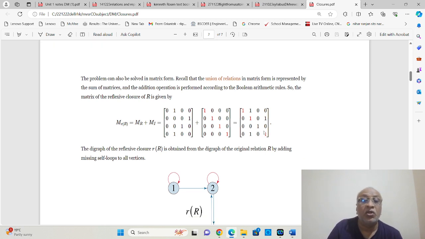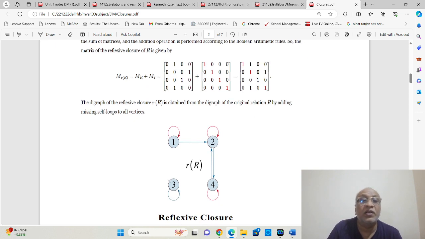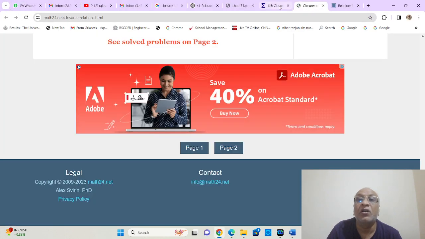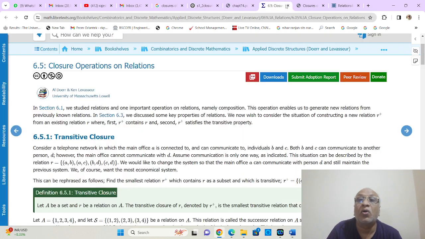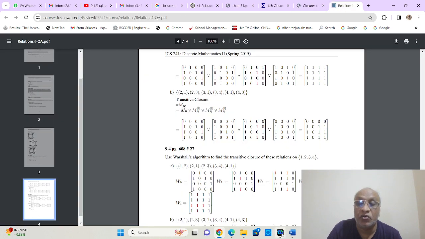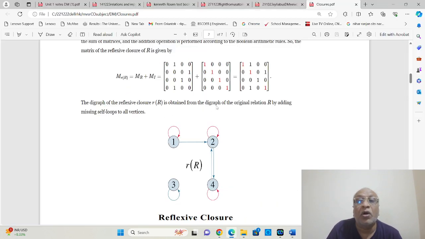Now using this derived matrix I can draw a digraph, or I can just add self loops to all the vertices. So how I obtained this reflexive closure is I added these loops which were missing. So that I need to remember.